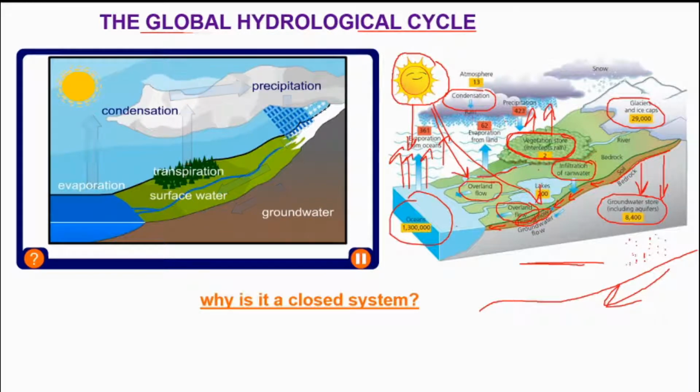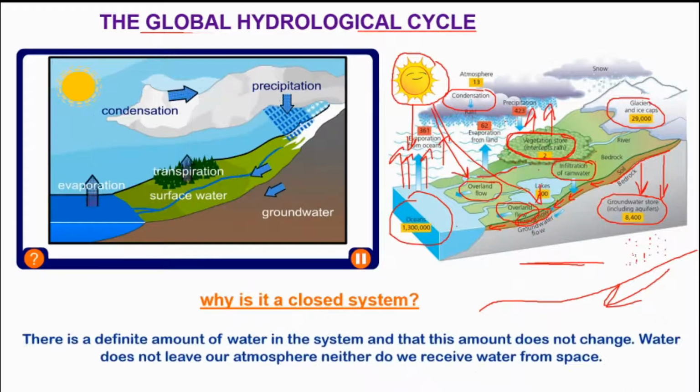It's a closed system because there's a definite amount of water in the system, and this amount does not change. Water does not leave our atmosphere, neither do we receive water from space as well. This is what makes it a closed system.